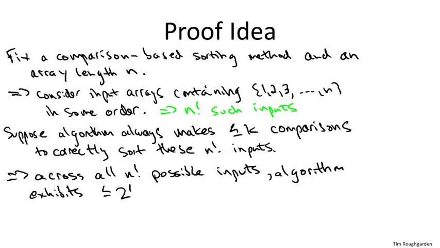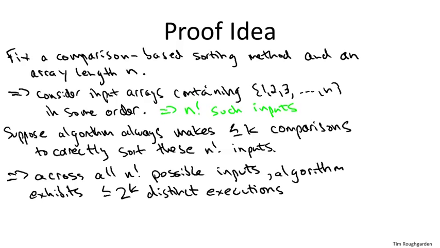So let me just quickly fill in the details. Across all n factorial possible inputs, just as a thought experiment, we can imagine running this method n factorial times and just looking at the pattern of how the comparisons resolve. Right? For each of these n factorial inputs, we run it through the sorting method.